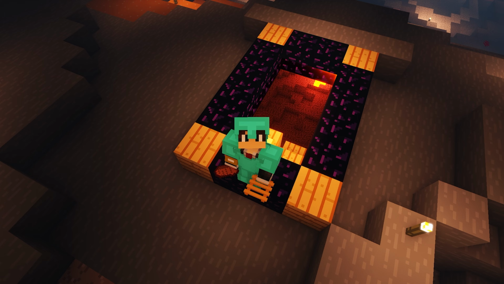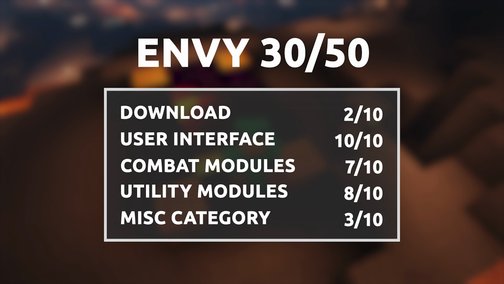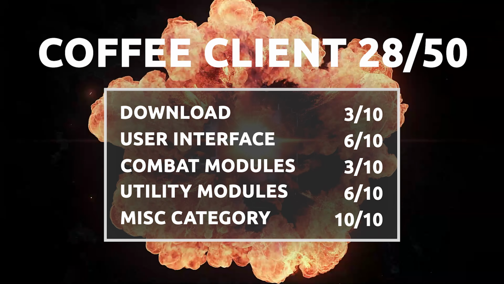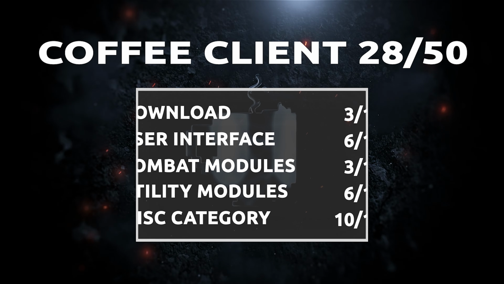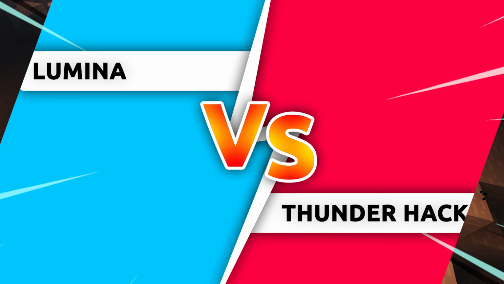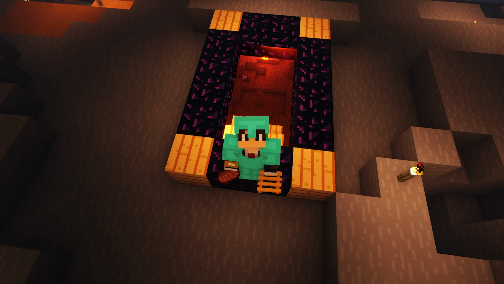Now for the fun part, which client will be moving forward? Well, starting with the Envy client, which scored a respectable 30 out of 50, while the Coffee client scored a little bit less with 28 out of 50. With that said, Envy will be moving on and the Coffee client has been eliminated. In the next episode we have Lumina vs Thunderhack, and then from there the comparisons should get a little bit more interesting.